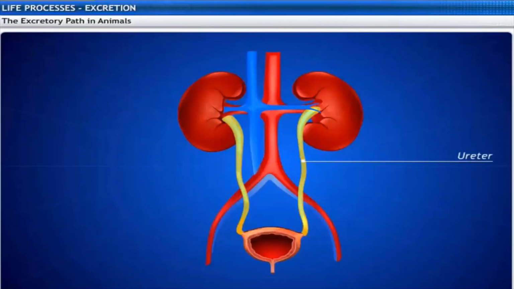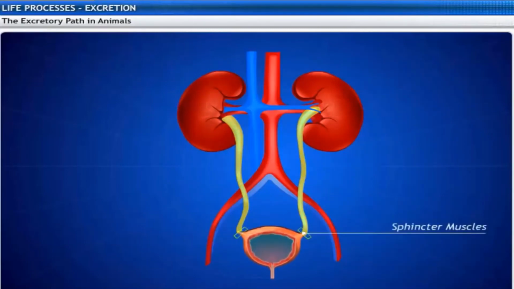Two ureters carry urine from the renal medulla to the bladder. Each ureter is about 10 to 12 inches long. The bladder is muscular and bulges when urine enters it and contracts when urine passes through. Two sphincter muscles are located where the bladder and the urethra meet to prevent the reverse flow of urine into the ureters.